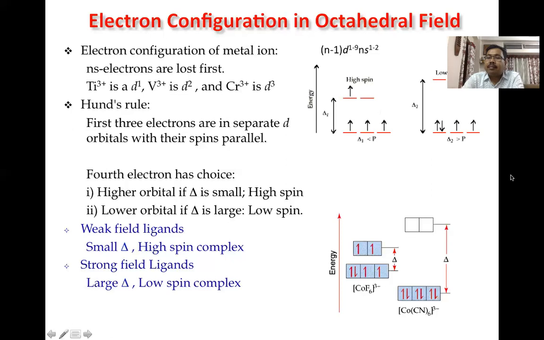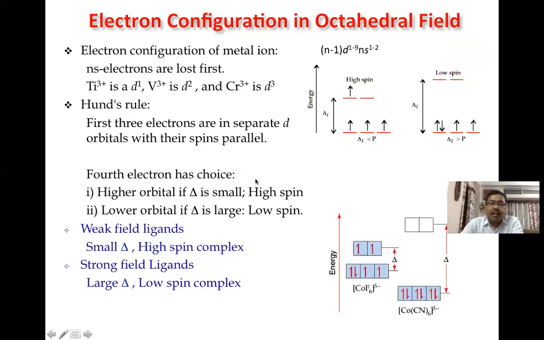But on the other hand, when the delta value is very high, meaning when the energy gap between these two sets of orbitals is very high, then the number of unpaired electrons will be less. Here we can see there are 4 unpaired electrons, but here we can see only 2 unpaired electrons. So in the first case, the complex will be more paramagnetic as compared to the second complex. So this will be 4 electron paramagnetic, and this will be 2 electron paramagnetic.